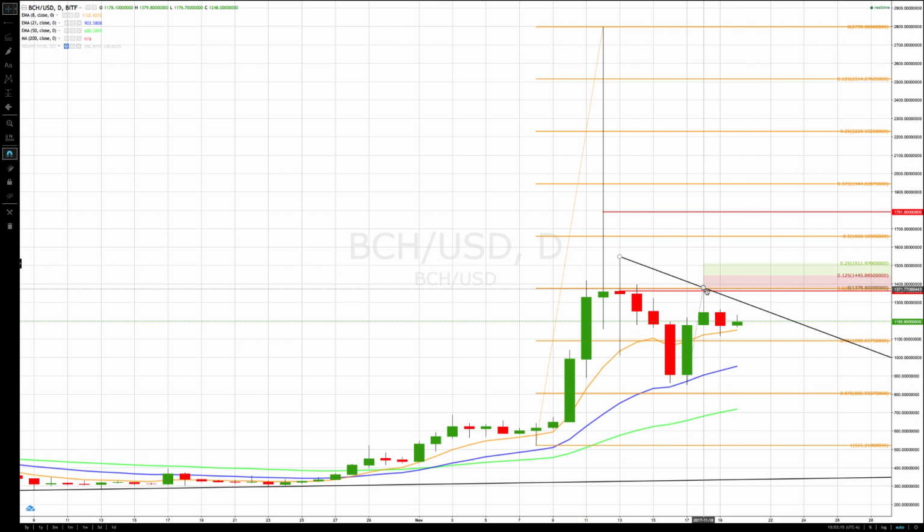So we can watch for those. The two targets on that would be 1445 and then 1511, and then the next major target 1660. So watch for that. There's really nothing to look at on the 4 hours, so we're just focusing on the daily chart with that.